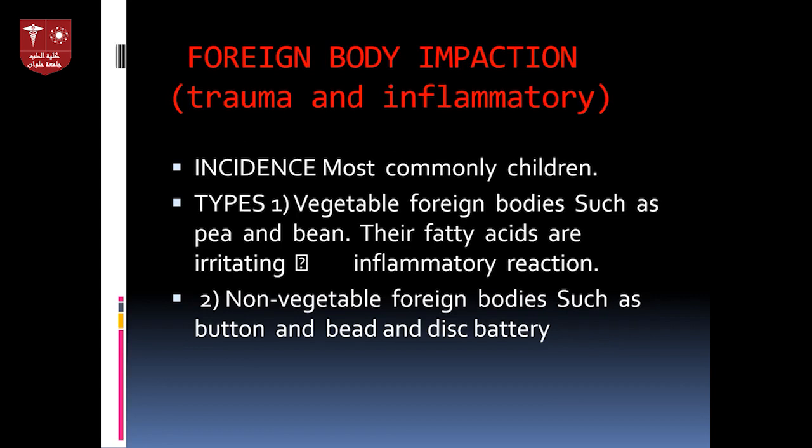Now we pass from congenital diseases to trauma. The first traumatic condition is foreign body inhalation into the nose. Usually it happens in children, and it may be vegetable foreign bodies such as a pea or a bean, which has fatty acids and causes irritation, causing an inflammatory reaction, or non-vegetable foreign bodies such as a button, bead, and disc batteries. There are lots of kids we see in our clinics doing that.